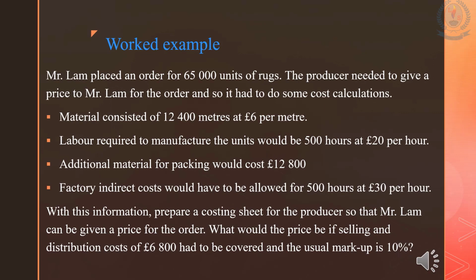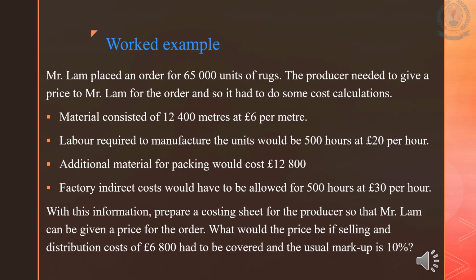Mr. Lamb placed an order for 65,000 units of rugs. The producer needed to give a price to Mr. Lamb for the order, and so it had to do some cost calculations. Material consisted of 12,400 meters at 6 pounds per meter. Labor required to manufacture the units would be 5,000 hours at 20 pounds per hour. Additional material for packing would cost 12,800 pounds. Factory indirect costs would have to be allowed for 500 hours at 30 pounds per hour.